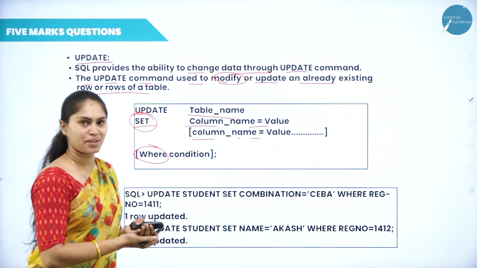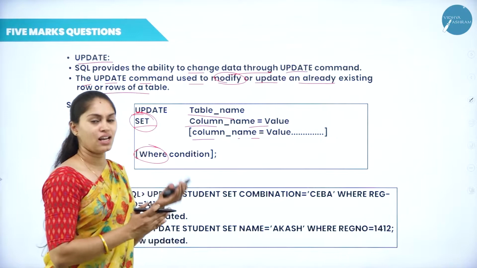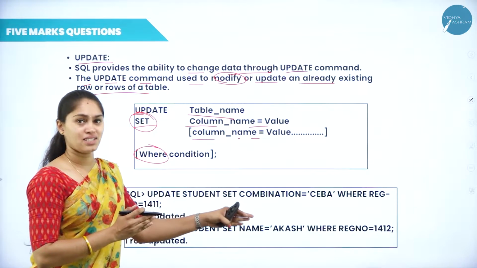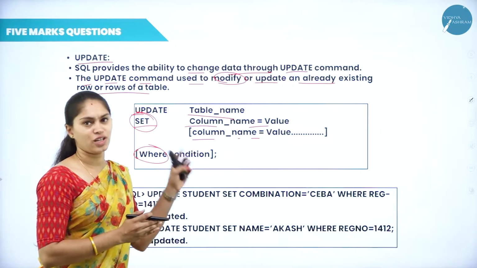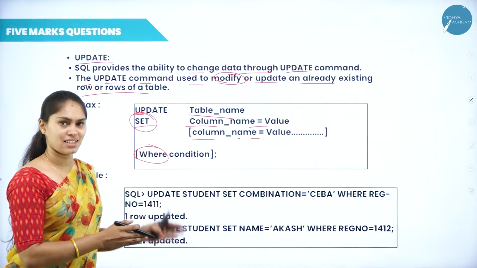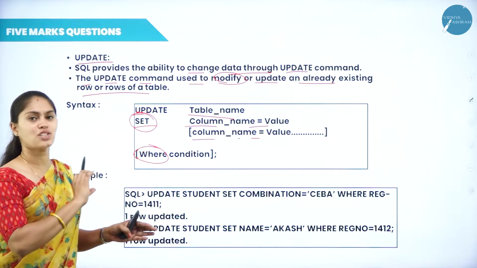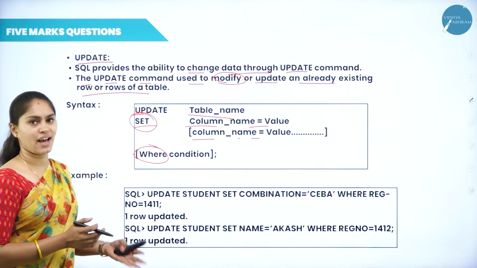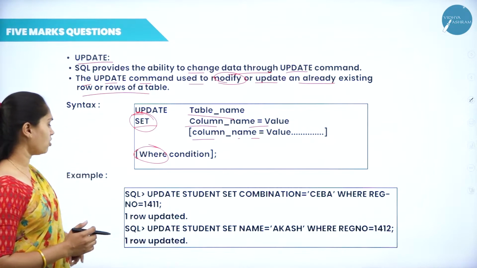Let me take the same example with respect to the student table. UPDATE student SET name equals Sneha WHERE register number, or student ID, equals 1. Whatever value already existed for register number 1, that student's name is going to be replaced, or modified, as Sneha. That is what you have to understand here.